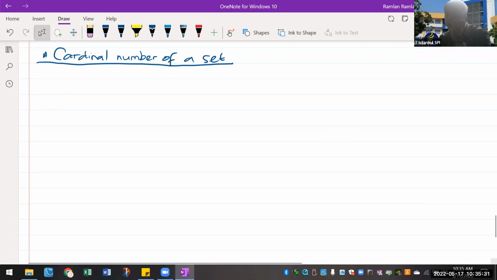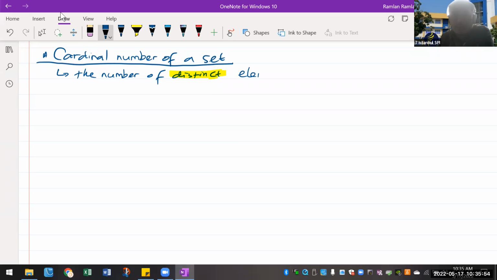I'm going to write down the definition for you guys. The definition of this phrase, cardinal number, is the number of distinct elements in a given set. I'm going to highlight that: distinct. So it's the number of distinct elements in a given set.